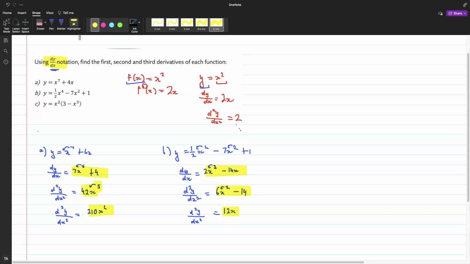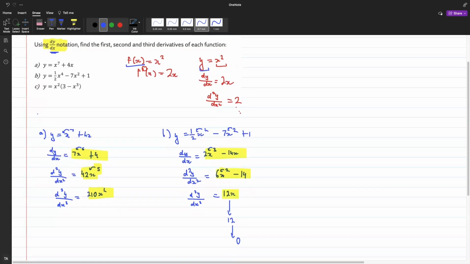So if I was just doing this quickly, if I was to find the fourth derivative of this, if I was to derive this again, we'll get 12. And then if you derive this again, you'll just get 0. And then you've got nothing left after that.